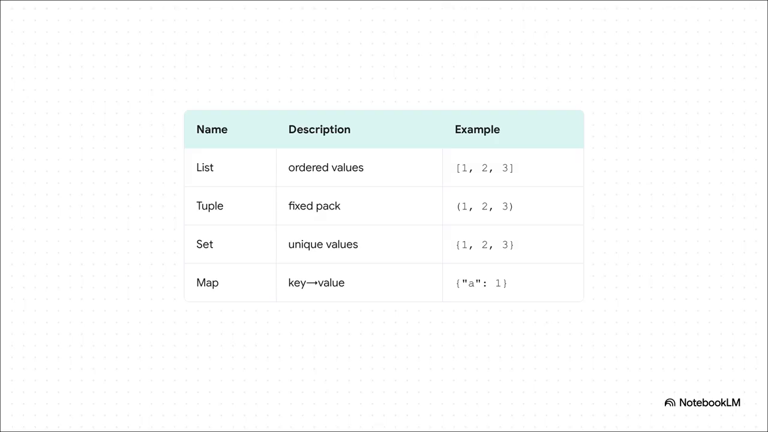So Omicron gives you a few different tools for organizing data. A list is basically like a shopping list you can add to or cross things off of. A tuple is kind of similar, but once you make it, it's locked in stone. You can't change it. A set is like a guest list for a party. No duplicates allowed, everyone is unique. And a map is like a dictionary, where you pair a key, like a word, with its value or its definition. Each one is a specific tool for a specific job.